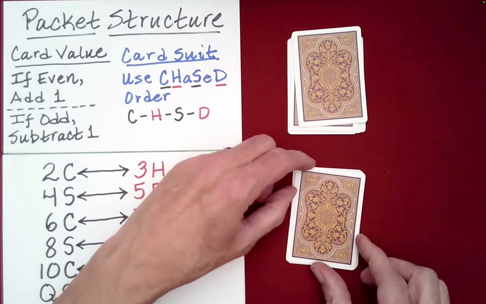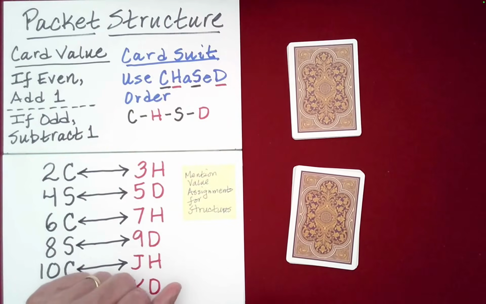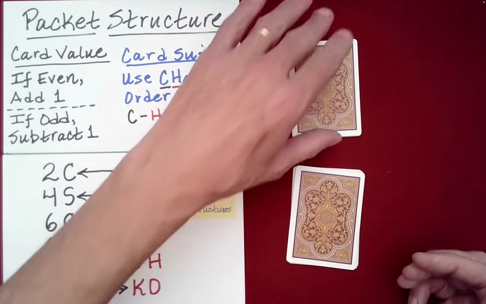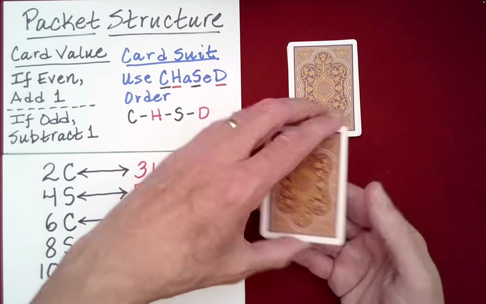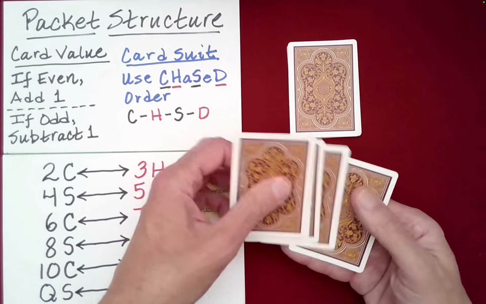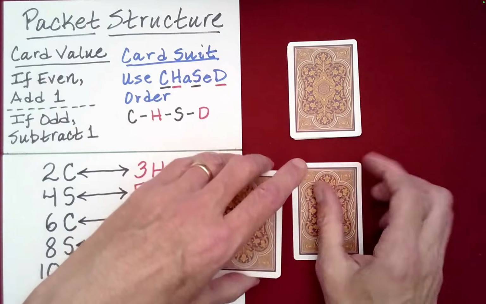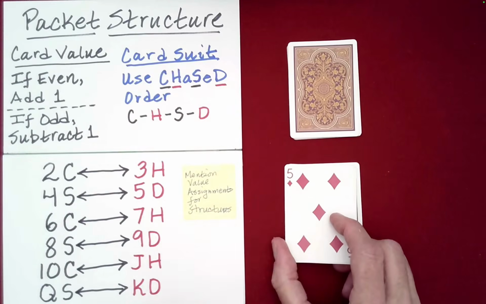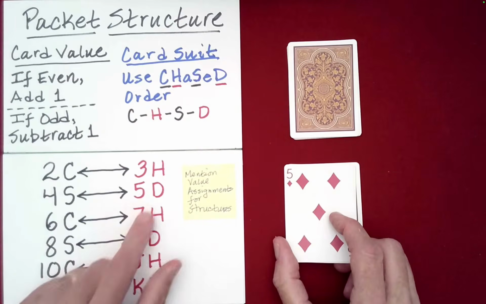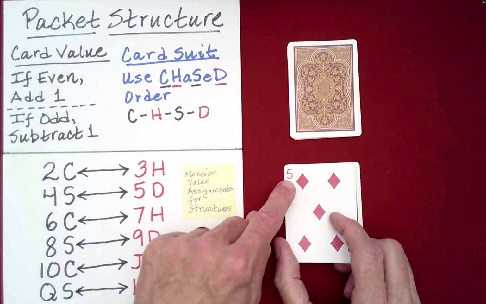Okay, why don't we practice with one more? Maybe they say 5 is their random number. Okay, I keep grabbing the wrong packet. So they say 5 is the random number. Okay, so I would look at the 5th card down, and I'll show it to you. So it's the 5 of diamonds. It's odd. So I would subtract 1 from the card value.